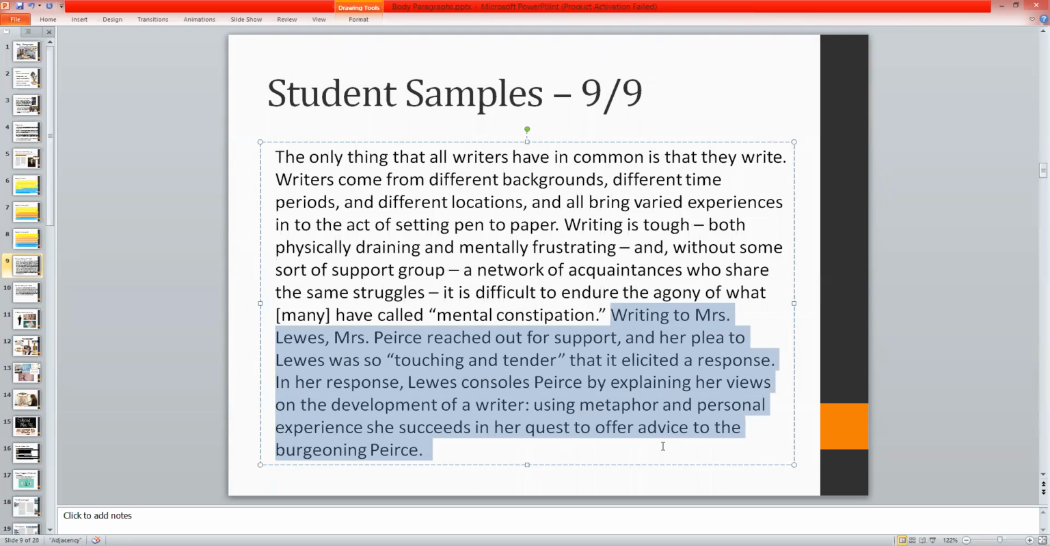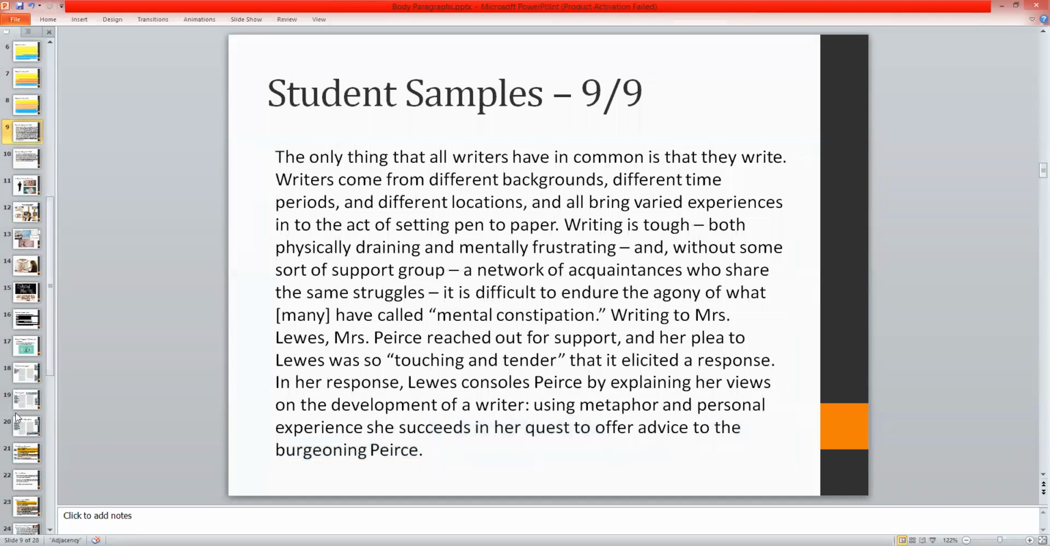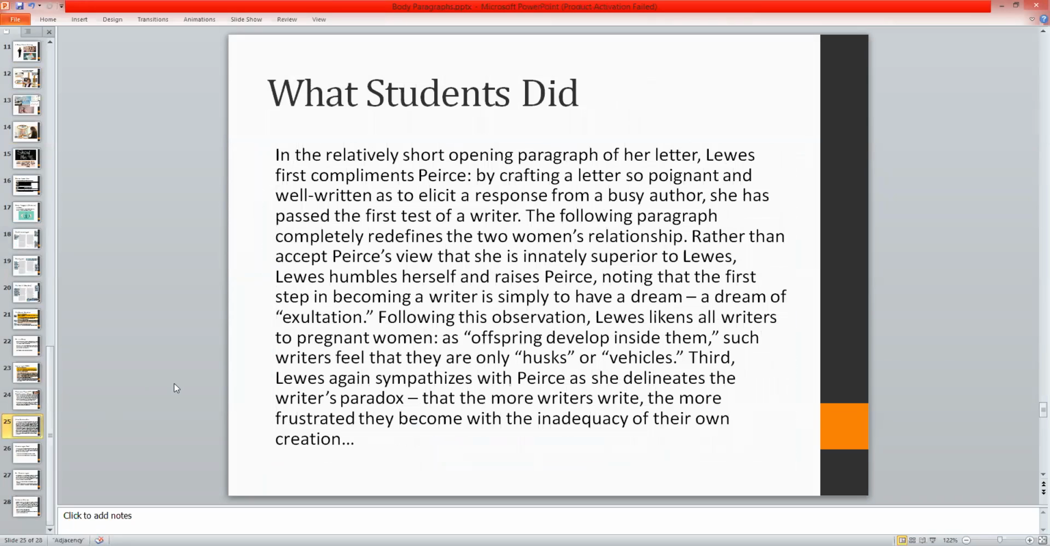So in this case, she's probably going to mention metaphor, personal experiences, and explaining her views of the development of a writer, hopefully to talk about the success in her quest so that she can offer advice to Pierce. So reading this last part here, this is what they wrote for a body paragraph. In the relatively short opening paragraph of her letter, Lewis first compliments Pierce by crafting a letter so poignant and well-written as to elicit a response from a busy author she has passed the first test of a writer.